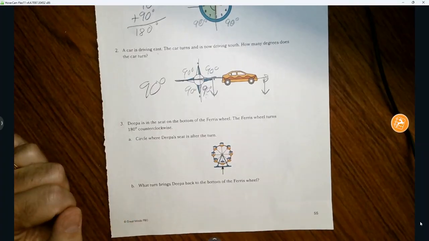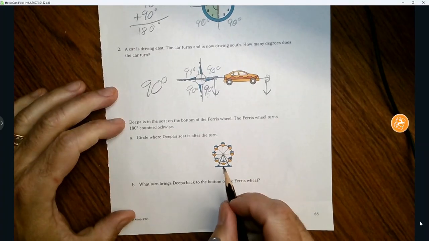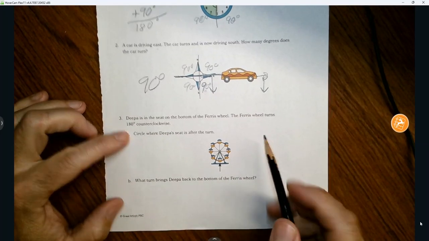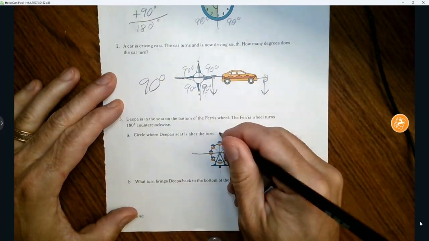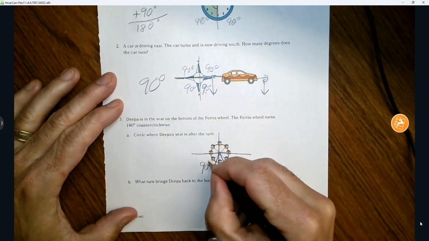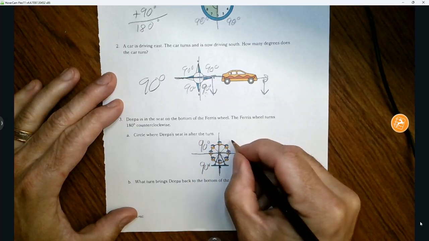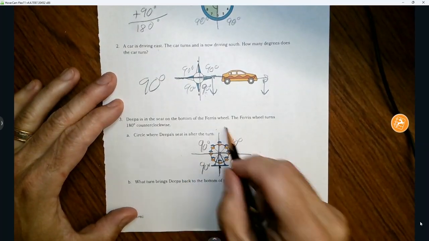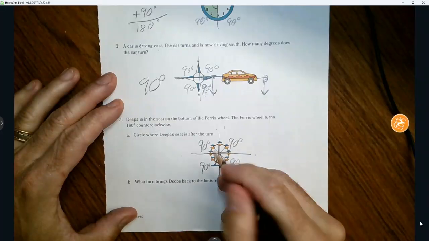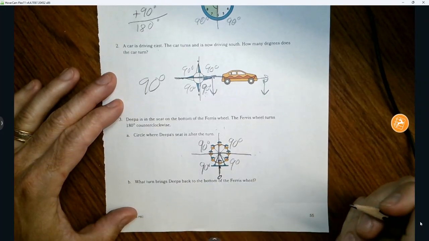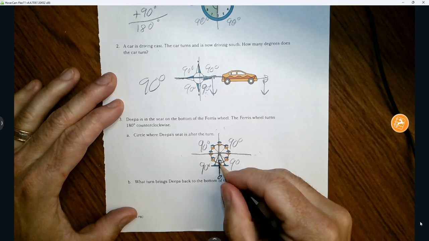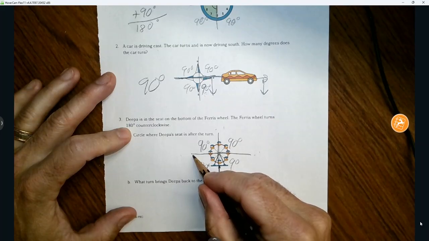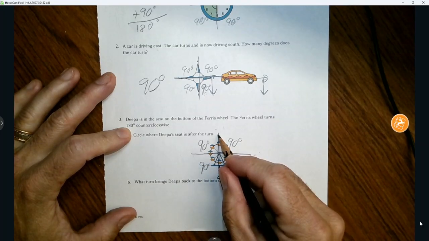Number 3 says Deepa is in the seat on the bottom of the Ferris wheel. So here's Deepa right here. The Ferris wheel turns 180 degrees clockwise. Make our cross again, 90, 90, 90, 90. Don't put the other ones on here yet, because we're not starting at 0 here. This is 0 for us right here where Deepa is. So she goes 180 degrees. She goes 90 and another 90. 90 plus 90 is 180.